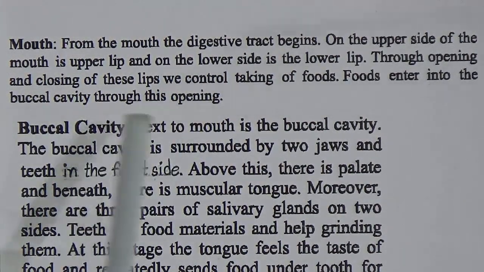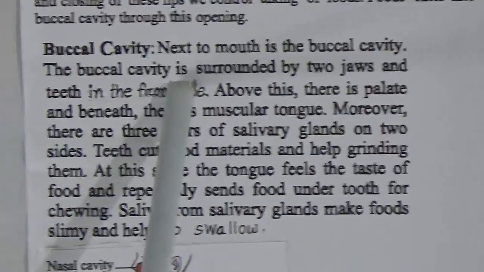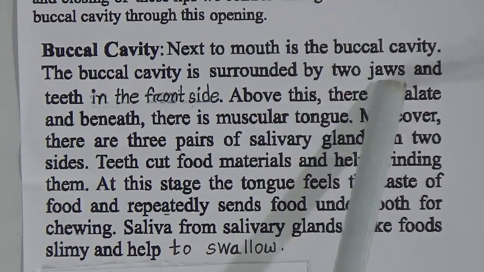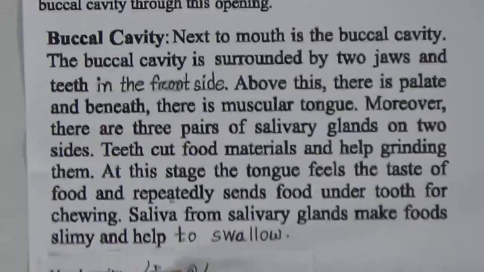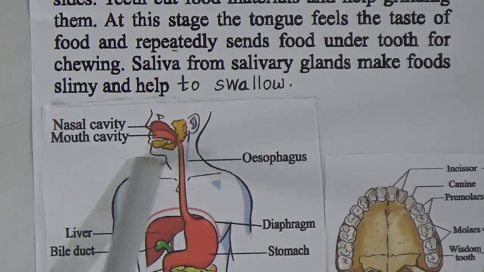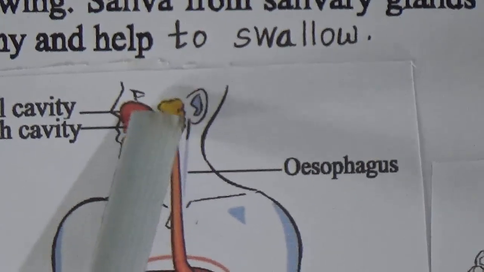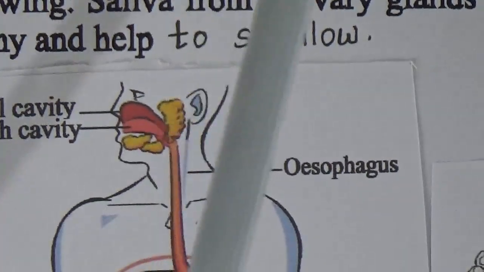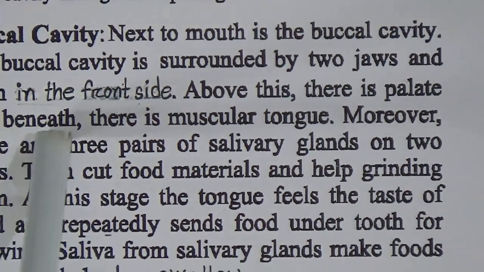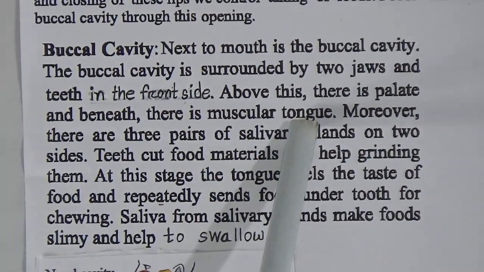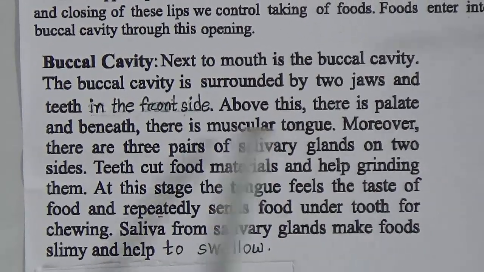Buccal cavity. Next to the mouth is the buccal cavity. The buccal cavity is surrounded by two jaws and teeth in the front side. If you can see this picture, you can understand this. After the mouth, this side is the buccal cavity. Above this, there is a palate and beneath there is a muscular tongue. Moreover, there are 3 pairs of salivary glands on 2 sides.